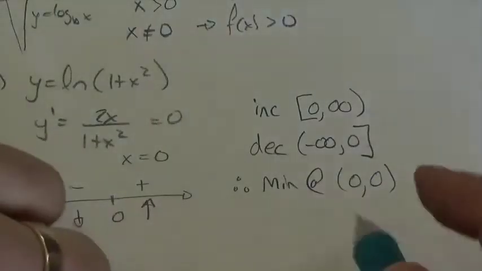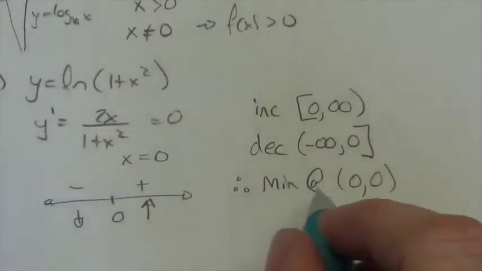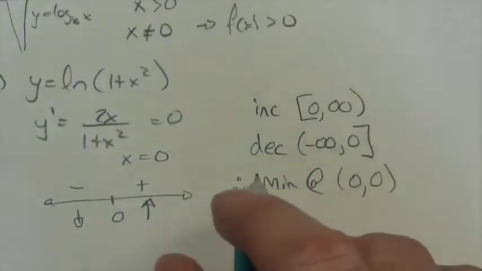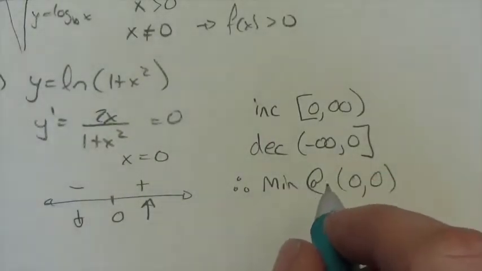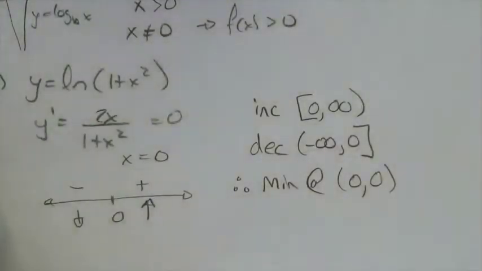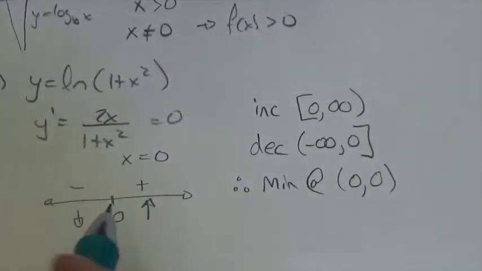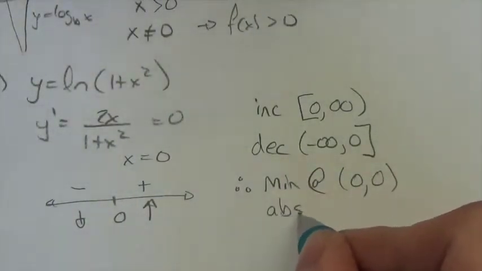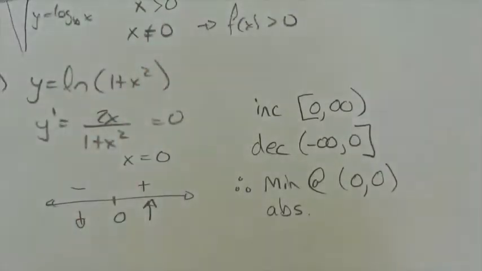Now, in this particular case, I can go one step further here. I know that this is going to be a local minimum value, but it's also going to be an absolute minimum because it's the only minimum I get. The function prior to 0 is always decreasing, after it's always increasing, so I can go even further. This is going to be an absolute minimum value there.